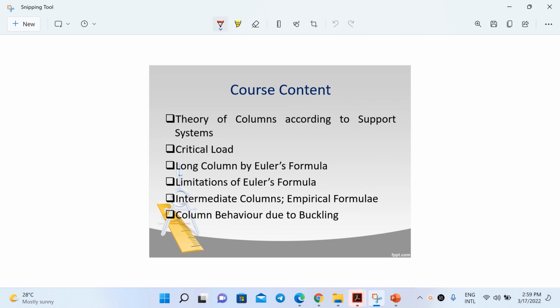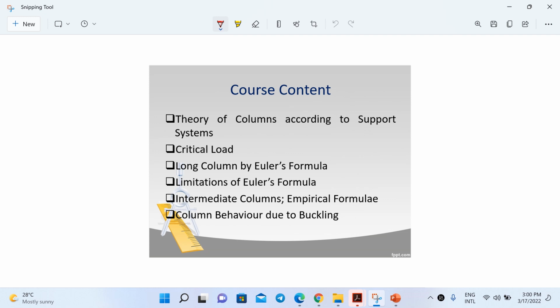In this theory of columns, we will be looking at 4 or 5 different topics. You can see the course content on the screen. We will look at the theory of columns according to support systems. We will look at what is critical load. We will derive Euler's formula for long columns and see its limitations. We will also see some formulas for intermediate columns.